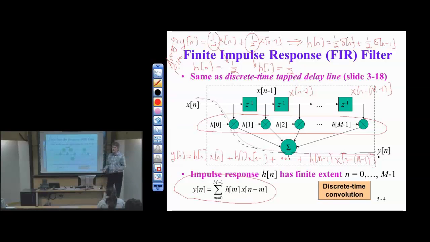So what's kind of nice about discrete time systems is that the discrete time convolution formula has a direct implementation as a filter in the time domain. I don't have to go to any other domain. I don't have to go to the Z domain and back to find a useful implementation of the discrete time convolution formula.